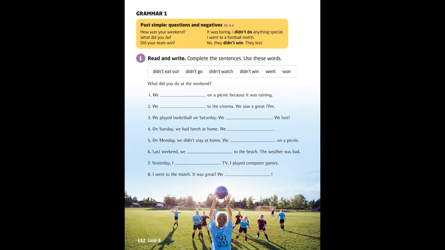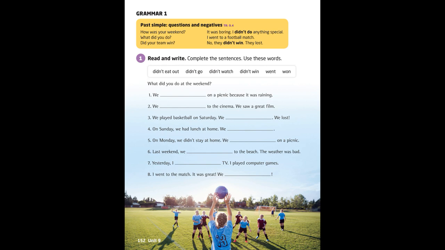Track 9.4. Grammar 1. Past simple. Questions and negatives. How was your weekend? It was boring. I didn't do anything special. What did you do? I went to a football match. Did your team win? No, they didn't win. They lost.